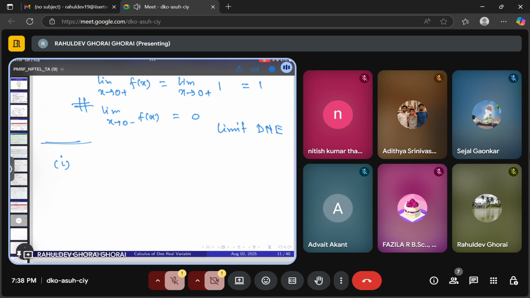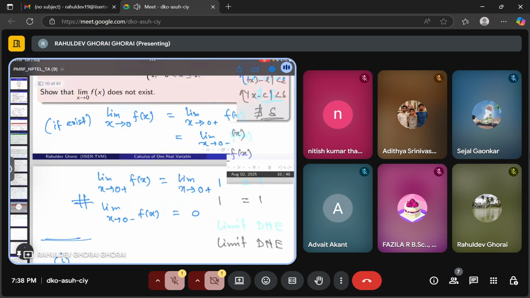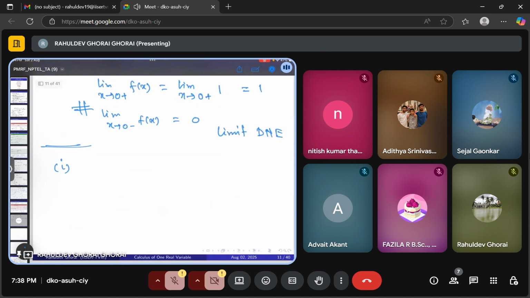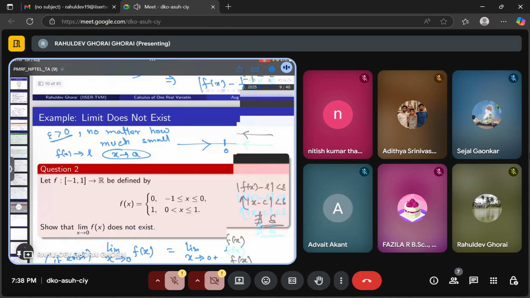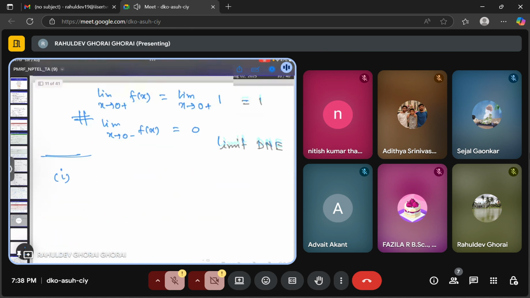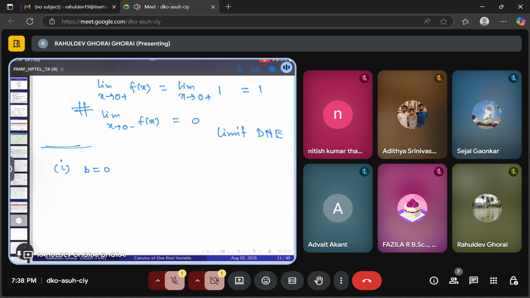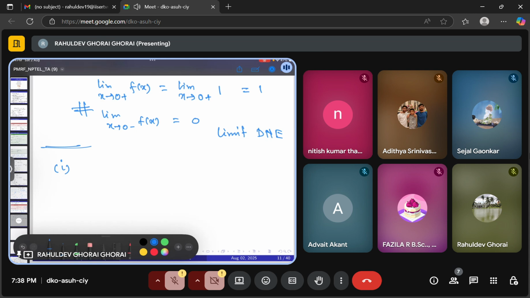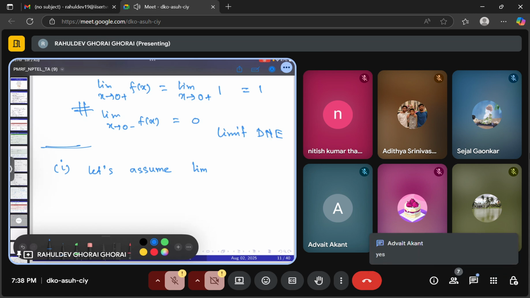First of all, you don't know what the limit is. So let's assume the limit can be, see, most of the time the limits are like this, taking only the value 0 or 1, right? It's constant. So first assume that the limit is 0. Let's say b is equal to 0, where b is the limit. Is this blue color visible to all of you?